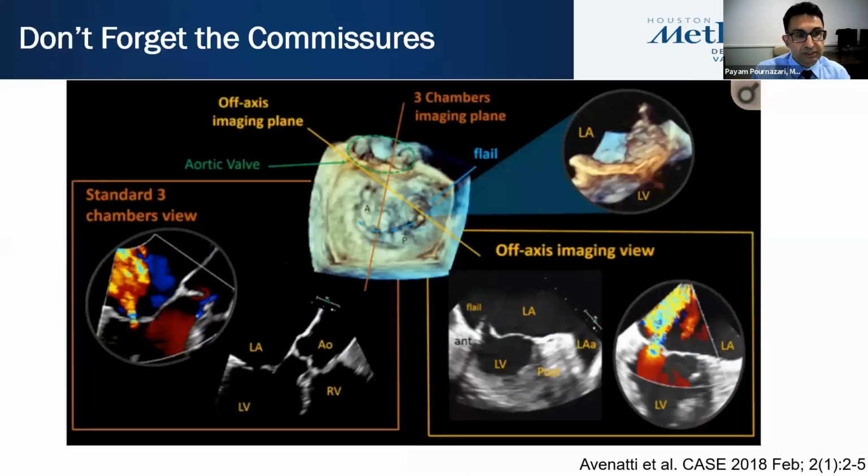In order to assess the commissures, you require off-axis imaging. This case shows a flail medial commissural lesion, and it is important that off-axis imaging is obtained in multiple views to rule out commissural defects. Transcatheter edge-to-edge options are more challenging due to presence of chordae in segments 1 and 3 of the mitral valve.